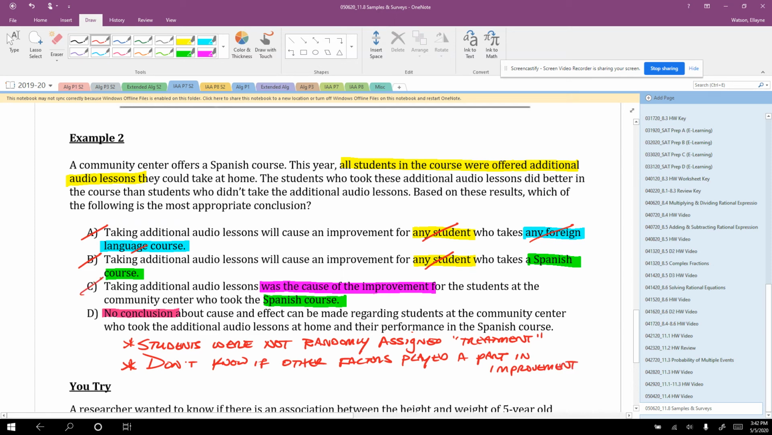So we're going to eliminate C, and that leaves us with D. Okay, so no conclusion about cause and effect can be made. All right, video is going to pause. Go ahead and try this last question on your own.